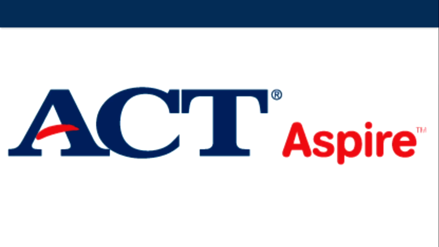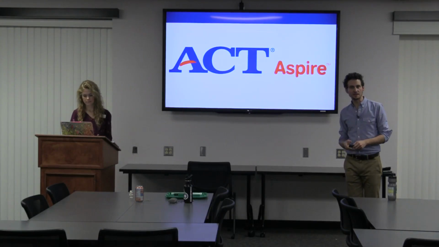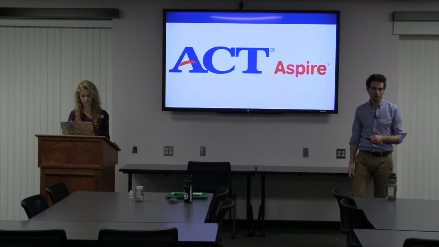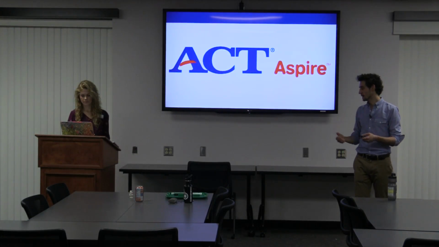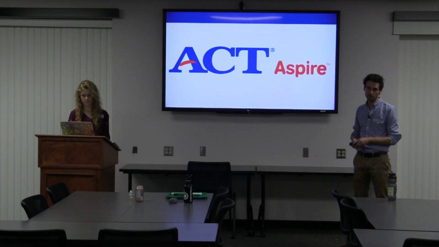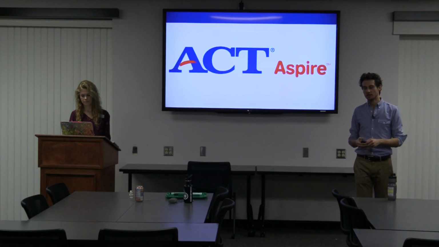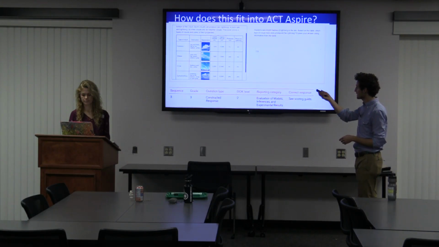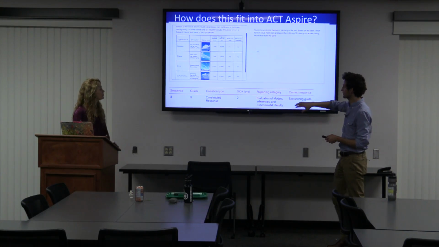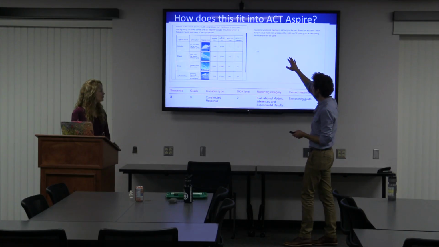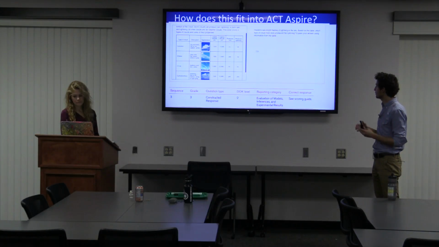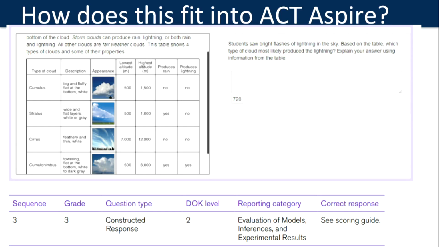I totally agree. So, ACT Aspire is coming up, and that's a big part of the work that we're doing with our kids. And science now counts for about 7.5% of your overall score. And so it is important that students are aware of how to answer a science investigation. Here's an example from 3rd grade. It's about clouds. Students are given this big data table, and then they have to answer this question. Students saw bright flashes of lightning in the sky. Based on the table, which type of cloud most likely produced the lightning? Explain your answer using information from the table.